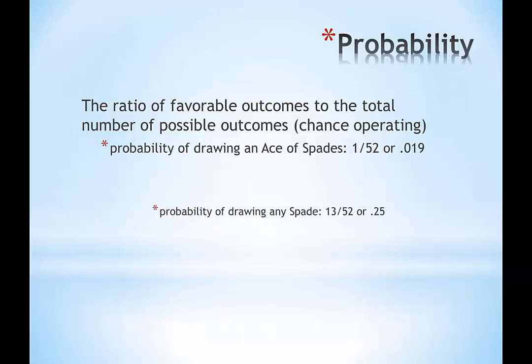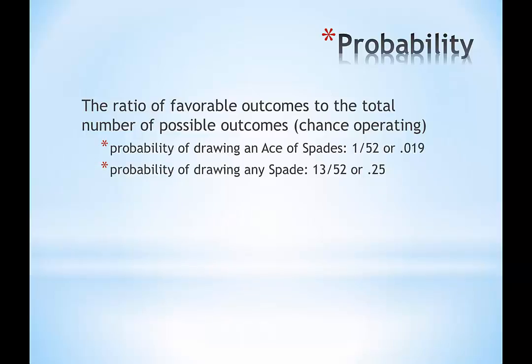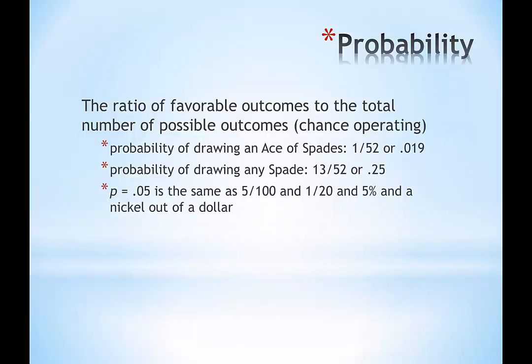The probability of drawing any spade out of a fair deck that's been shuffled, there are 13 spades in the deck, is 13 divided by 52. As a proportion, that's 0.25, a quarter, or you could make that 25% by multiplying the proportion by 100. So I think you see the gist here. It's going to be that ratio of favorable outcomes to total possible outcomes, assuming that random chance is operating.